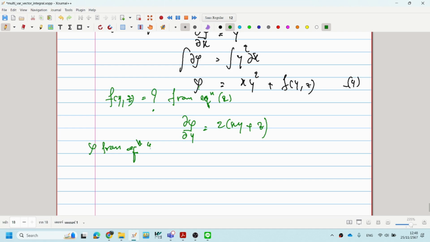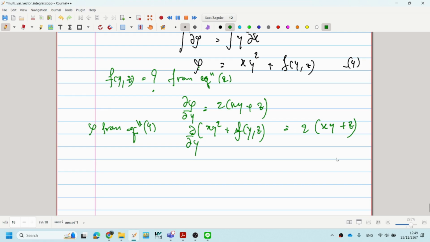Equation number 4, right? Curve phi equals x y square plus function of y and z, equals x y plus c, right? Differentiate this, the first term, 2xy and plus, right?